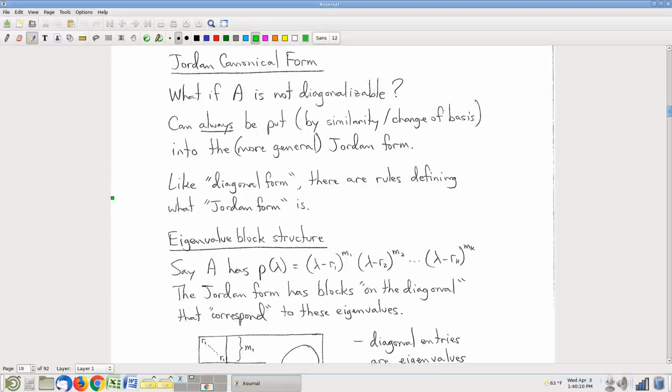Okay, so here's where we were last time. We were talking about Jordan canonical form. Jordan canonical form takes a while to talk about. In fact, it takes a while just to define what the form even is. It's just a complicated structure. So let me remind you what we talked about last time.